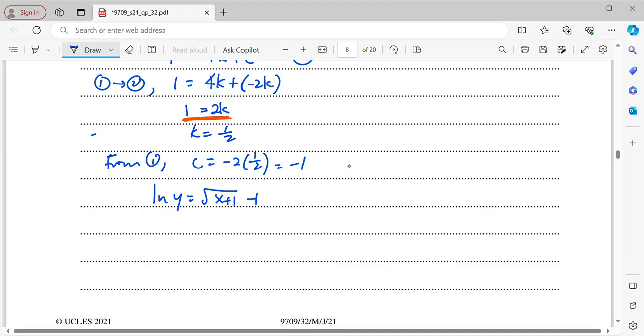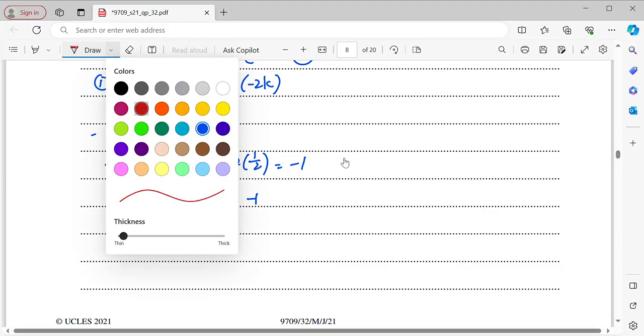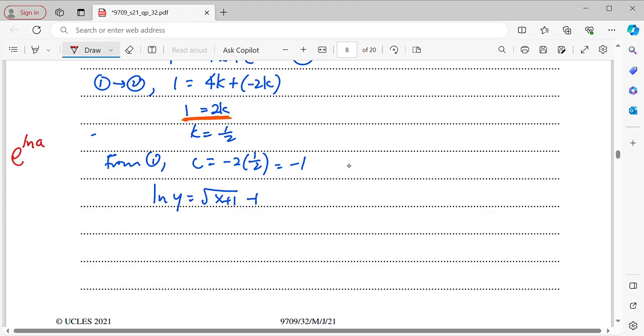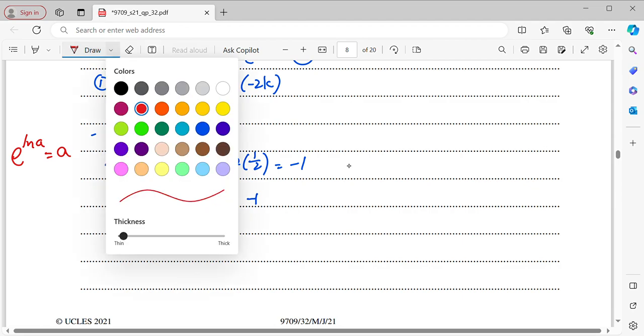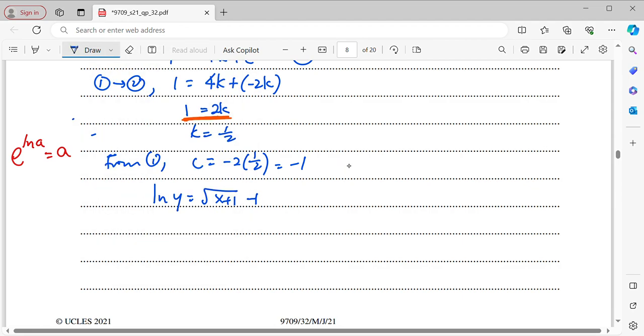So now to get y as the subject, we need to eliminate the ln. So take e on both sides, because we have this formula: e to the ln a is a. So when I take e on both sides, e to the ln y is e to the square root of x plus 1 minus 1. So at last, my y is exponential of square root x plus 1, minus 1. So this is my solution.